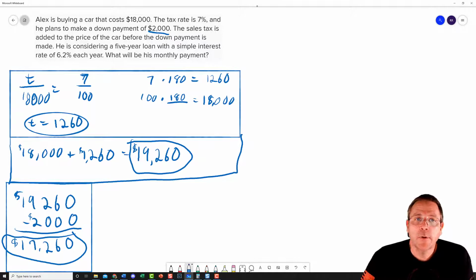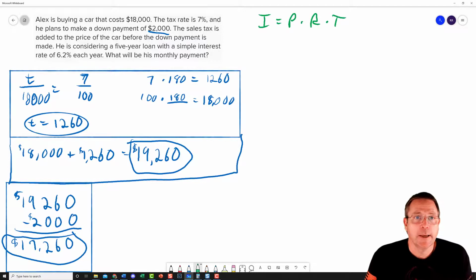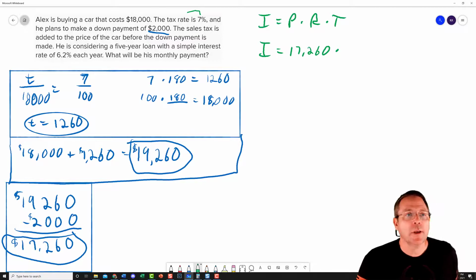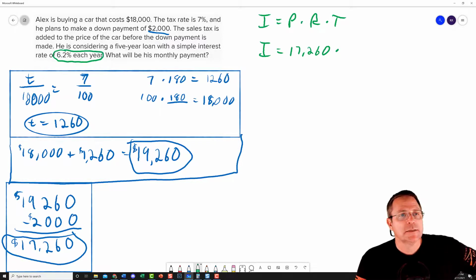Now I'm going to come up here to the top. Let's go ahead and get a new color pen. For our interest is equal to principal times rate times time, where the principal we just discovered is going to be $17,260. The rate is going to be, oh no, that's sales tax. We don't have that. That's not it. The interest rate is going to be right here at 6.2%.